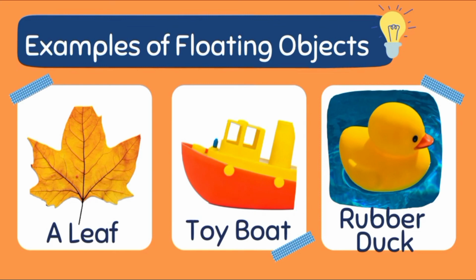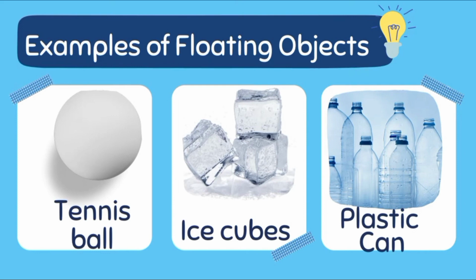Yes, a leaf will stay on top of water. Also a toy boat, a rubber duck. You can name them: rubber spoon, rubber cup, then nylon, your paper, your book. They are light in weight and so they stay on top of water. Your tennis ball also, they are floating objects. Your rubber tennis ball, then your ice cube. When you put an ice cube in water, it melts and goes there. Then a plastic can also floats on top of water.